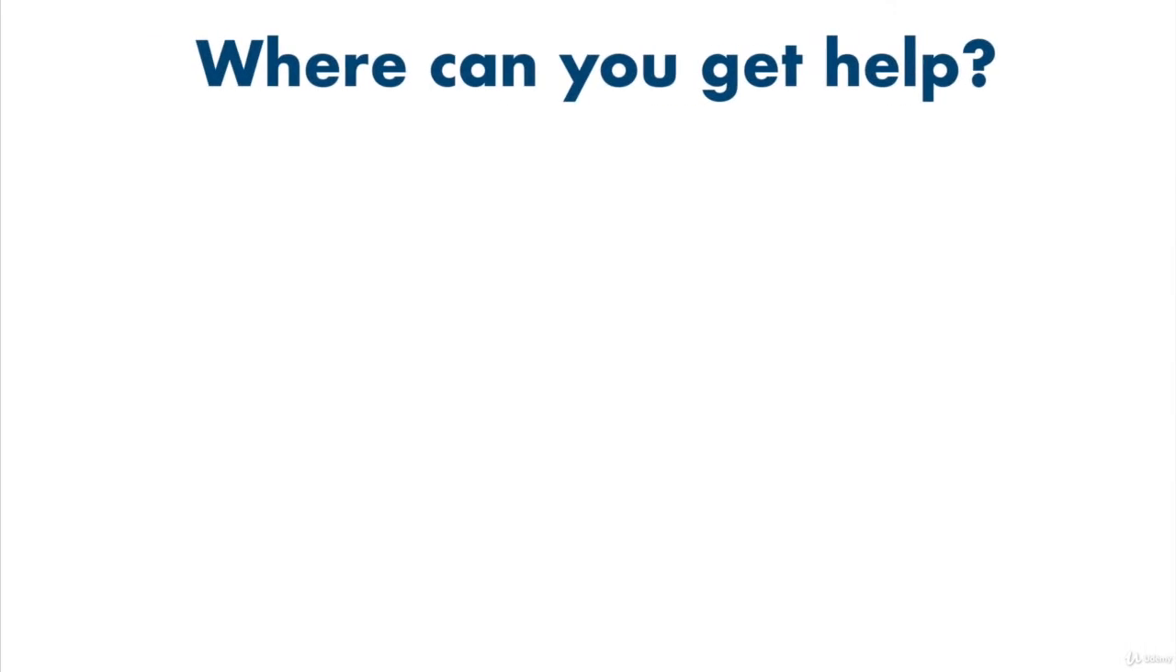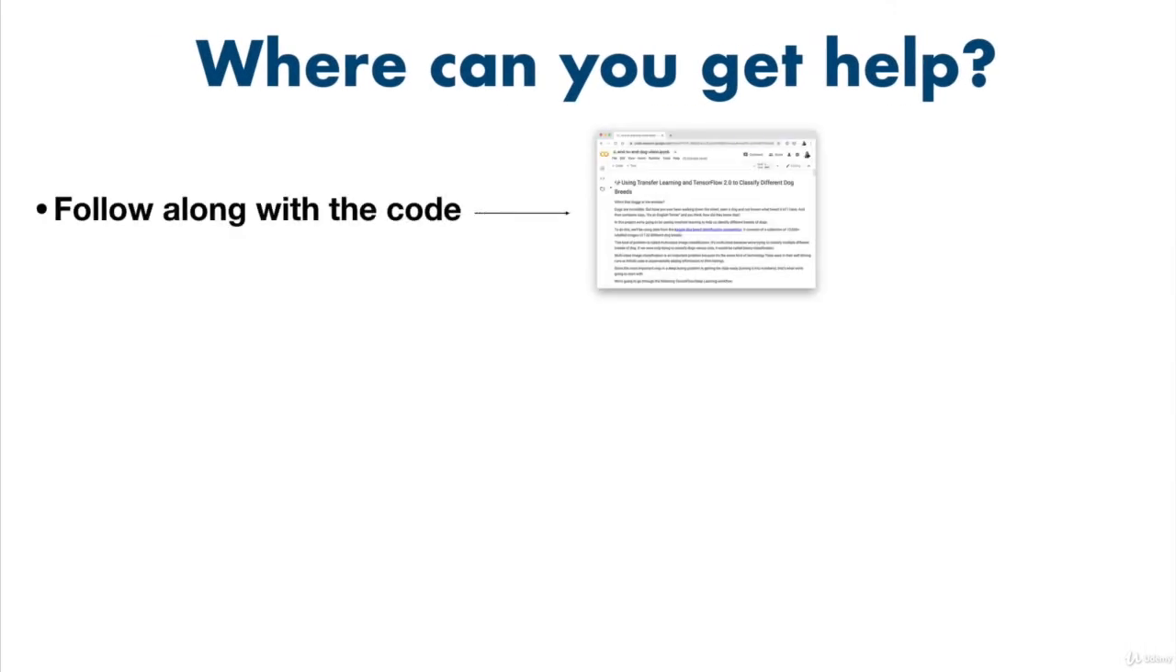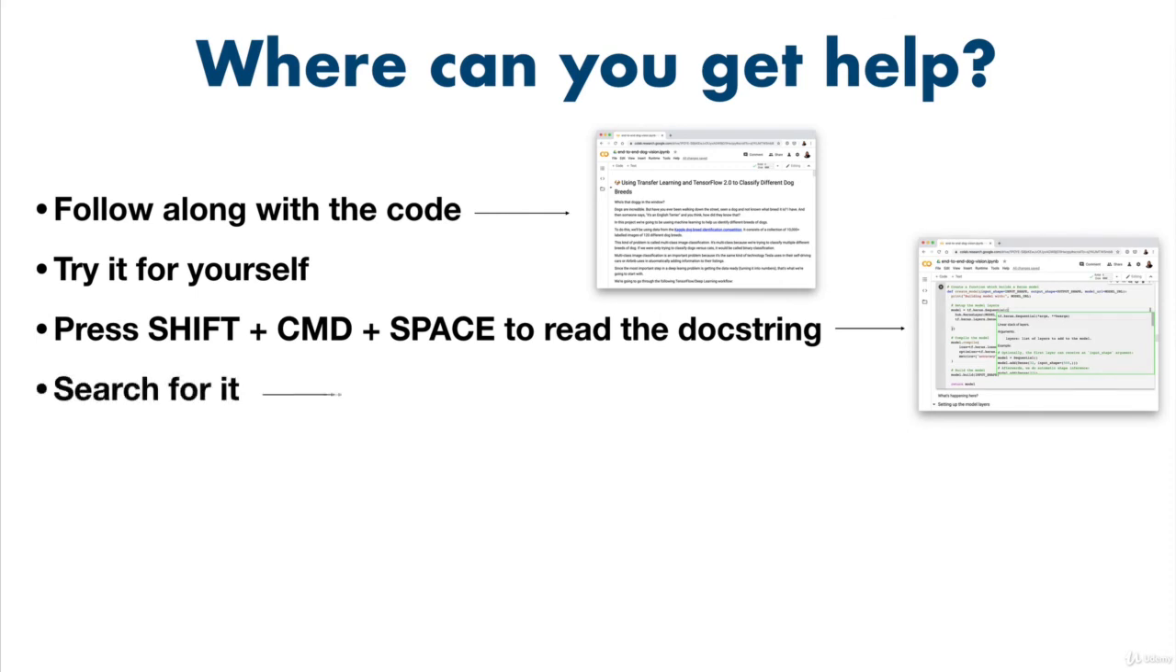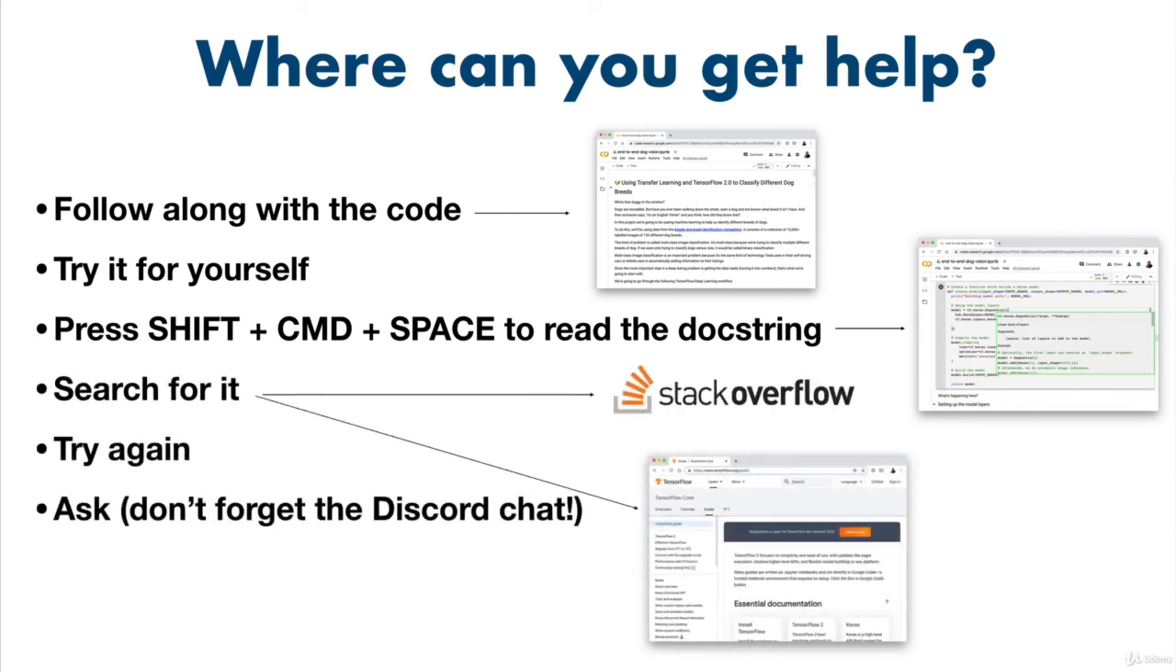Now, where can you get help with all of this? Because we're learning concepts and code at the same time, all within a project, do your best to follow along with your code. If in doubt, run the code. Remember, try it for yourself. Because we're using Google Colab, we'll see this in a second, reading a doc string is a little bit different to a Jupyter notebook. You have to press Shift, Command, and Space to read it.